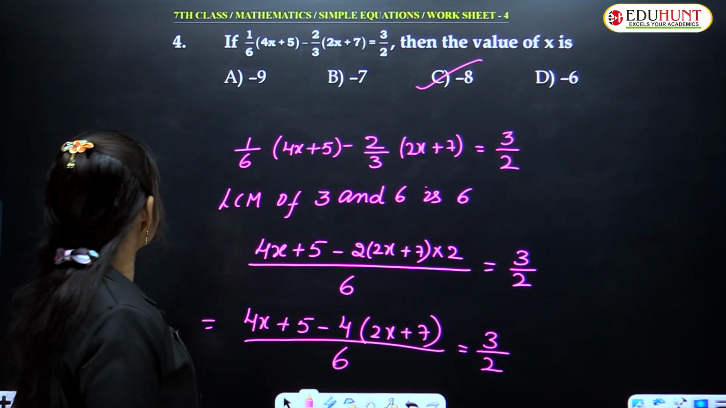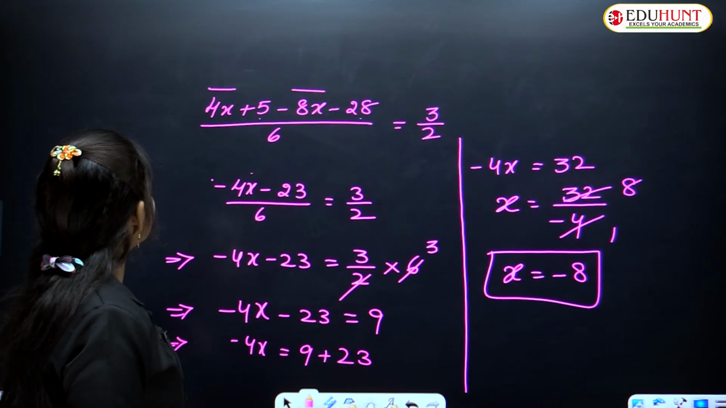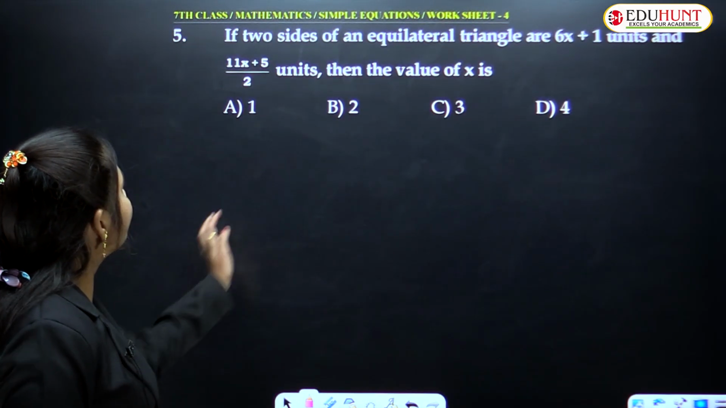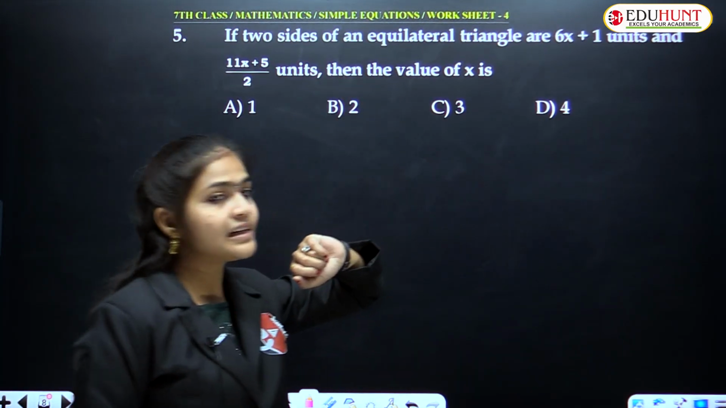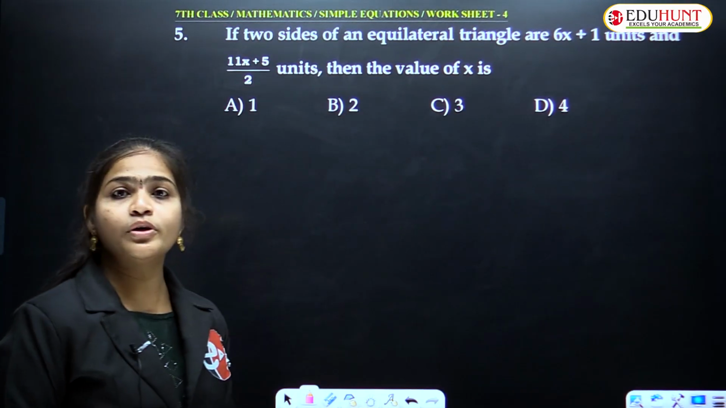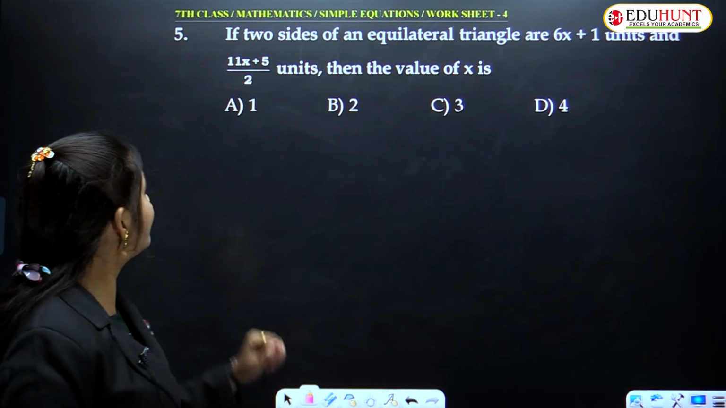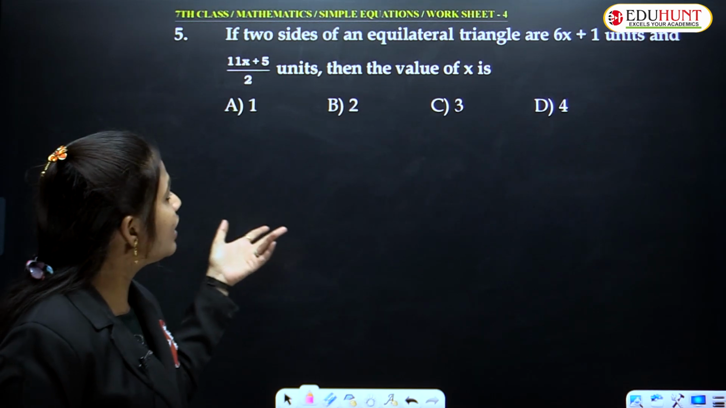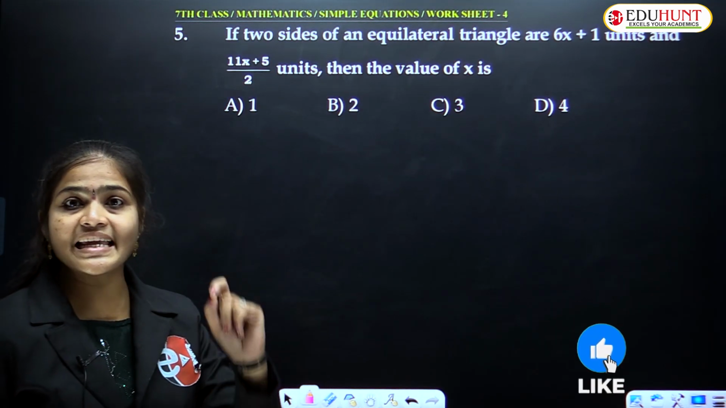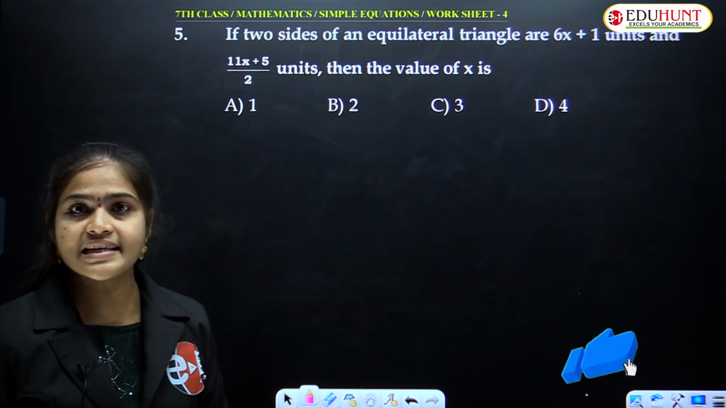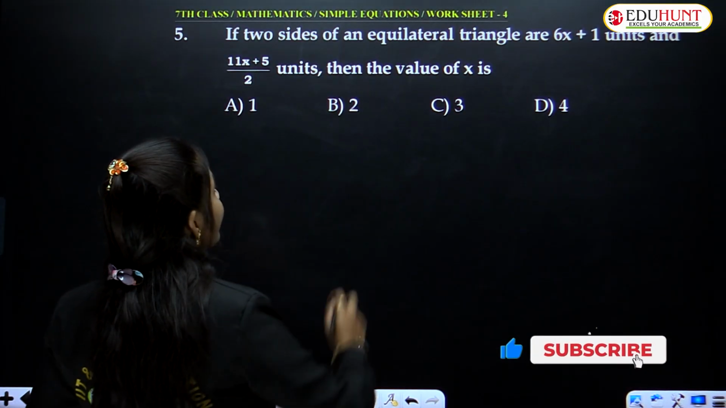Understand? Yes. And see the next question, the fifth one. What is that? If two sides of an equilateral triangle. Children, do you know about the equilateral triangle? All the sides have the same measurement.